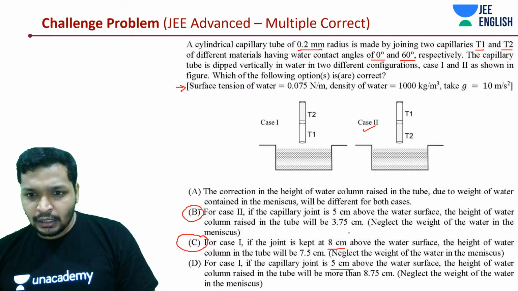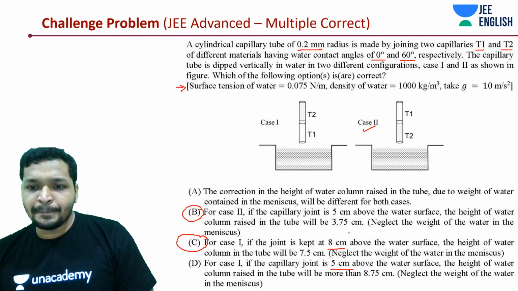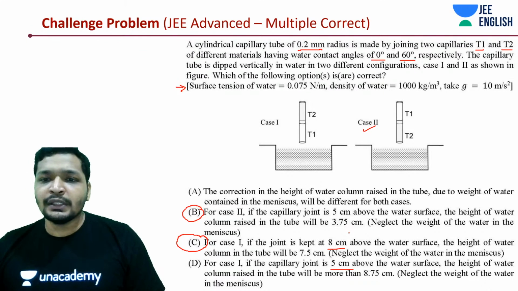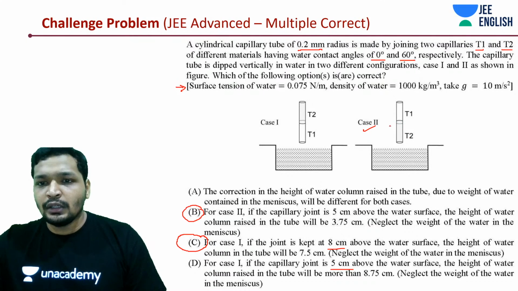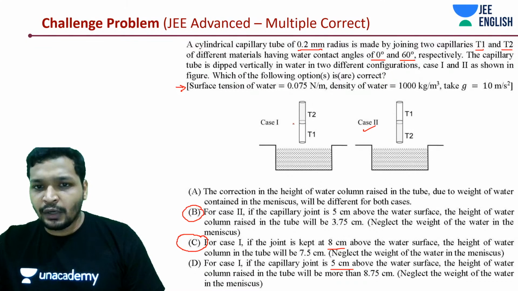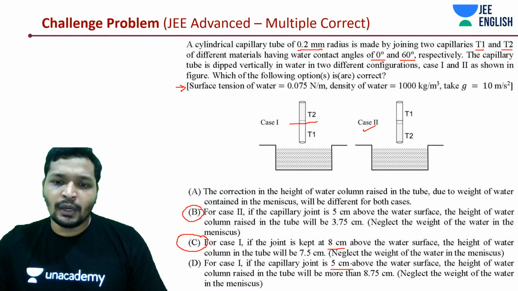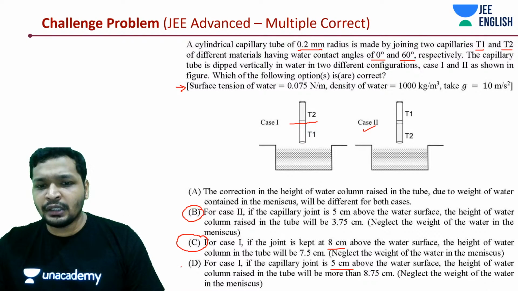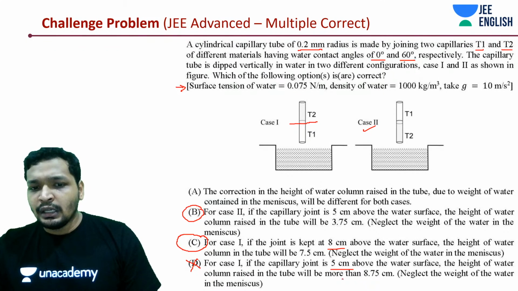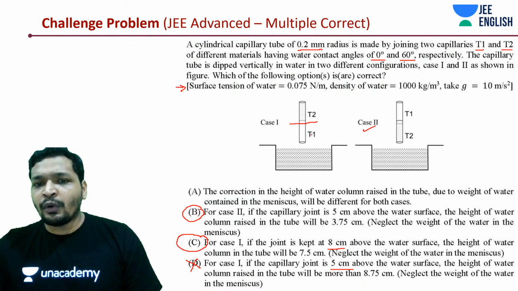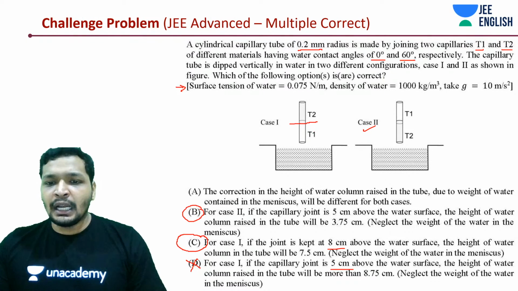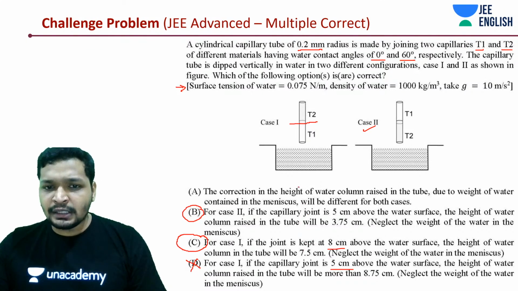I don't think option B is correct though, right? If the capillary joint, I believe this is the joint, so basically they're talking about the height of T1 only. We need to analyze it to understand, but anyway, it cannot be raised more than 8.75 centimeters. So option D is already wrong, because simply if the joint is kept at 5 centimeters, the water can only rise until 5 centimeters. And we need to analyze options B, C, and A.